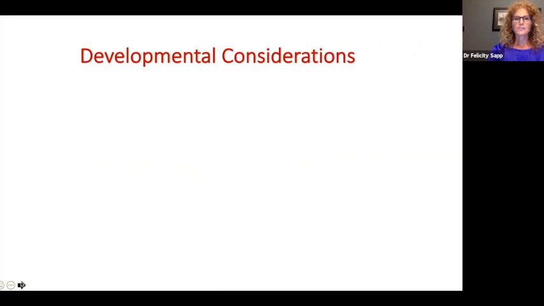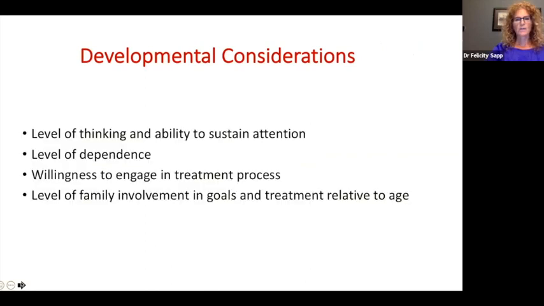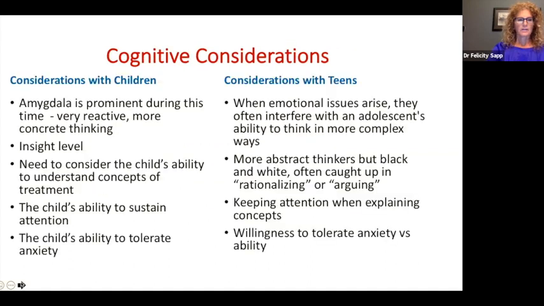Now, I know most of you work with children and teens, so I'm not going to go into depth around these developmental considerations, but I do think it's important to look at the impact they can have on treatment. First of all, we want to look at where they are in terms of their thinking abilities. With children and teens, the amygdala is very prominent. With children, it's just there all the time. With teens, it's more when their emotions are strong.